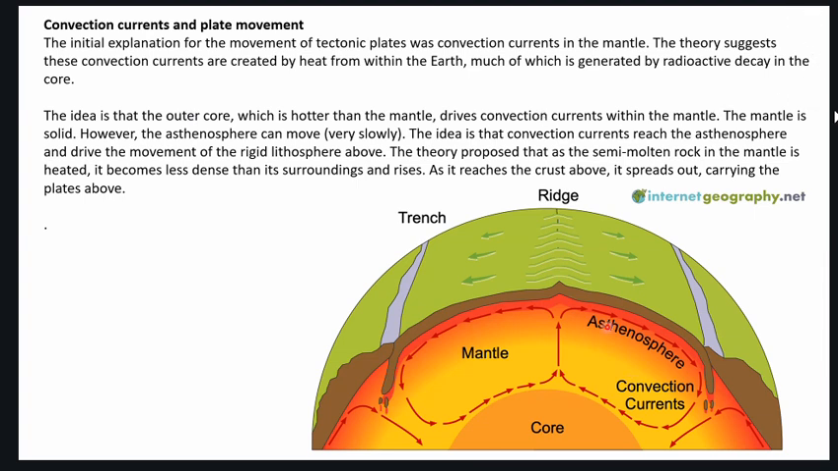So you can see it is written here, convection current. You have the core, very hot, radiating heat, which is being picked up by this material.